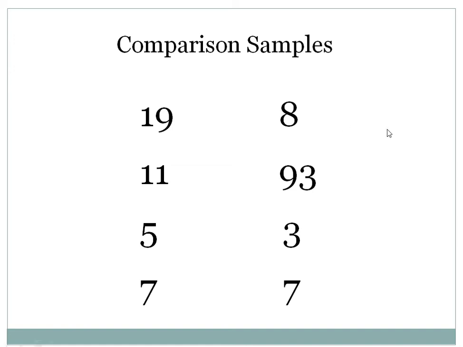So let's see. Well, there you have it. The greater than symbol slid right on in. 19 is greater than 8. Let's take a look at the next one. We have 11 and we have 93. We need to know what comparison sign we would use. Let's see. And there you have it. 11 is less than 93.